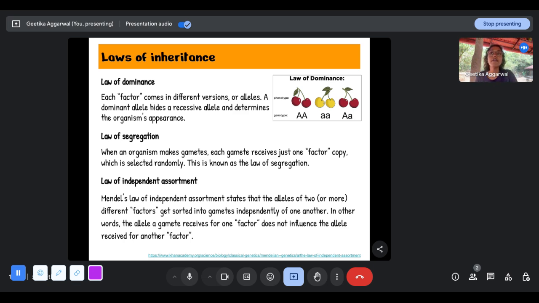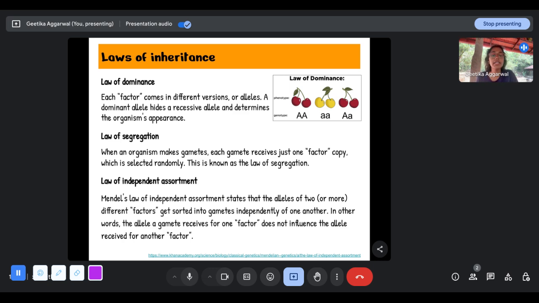So for example, the alleles for height are independent of the alleles for flower color, are independent of the alleles of pod shape, are independent of the allele of seed color. So it's not that if one of the pea plants has yellow seeds, it will always have purple flowers. If one of them has green seeds, it will always have short height. So that is not the case.